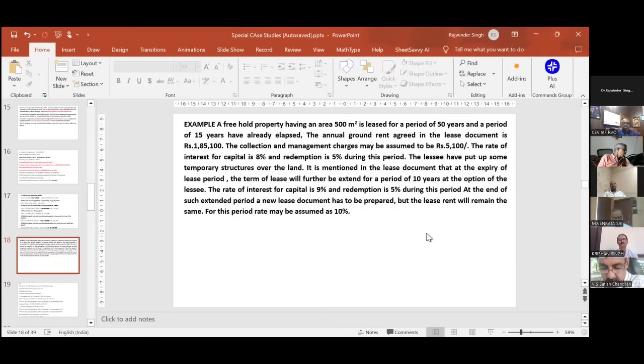So based upon this data which is given to you, you have to answer certain questions. So please read this question once again. That type of questions are equally important from examination as well as from practical point of view.